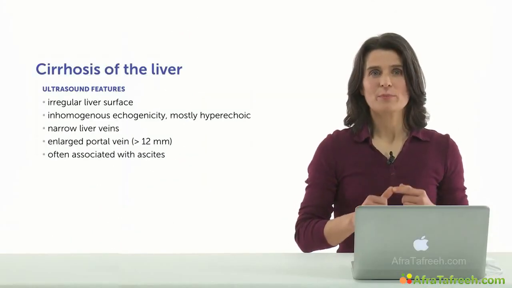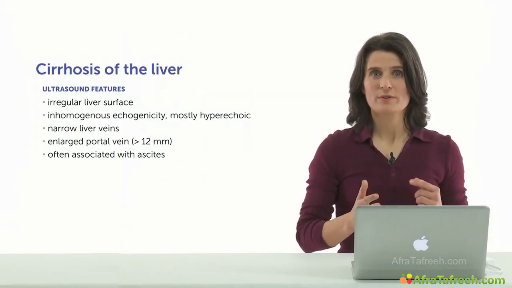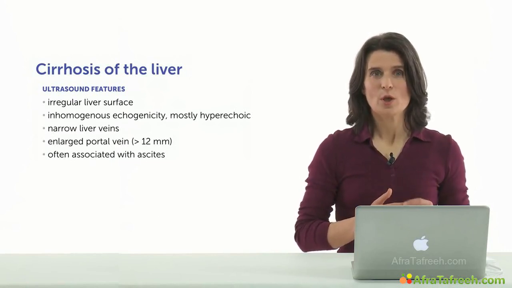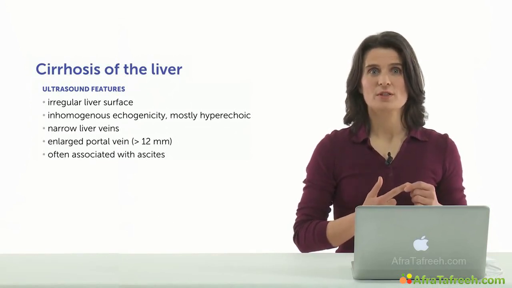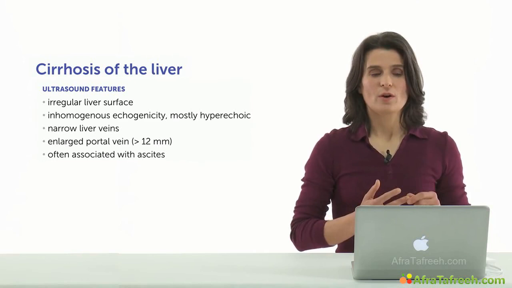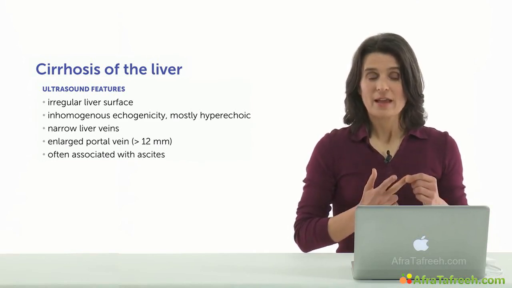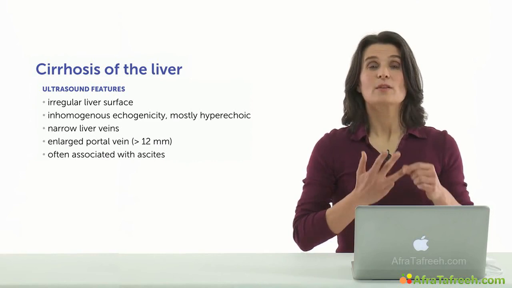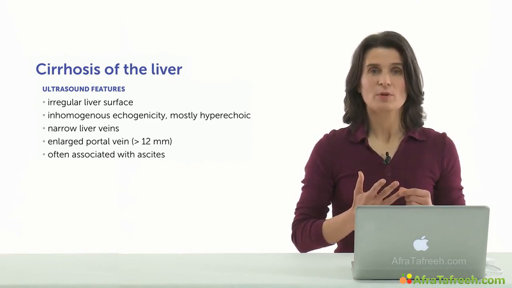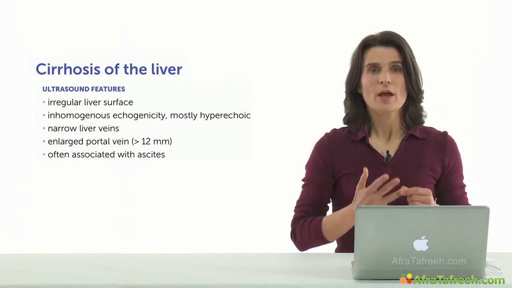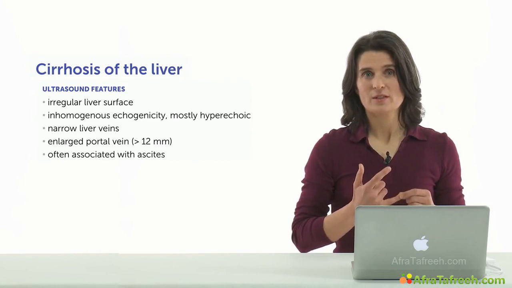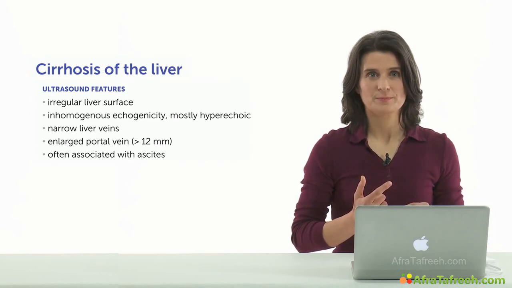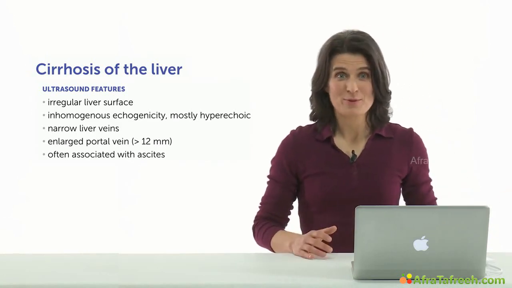We've seen the humpy, irregular liver surface in comparison to normal smooth capsula. We detected that liver parenchyma has an inhomogeneous echogenicity. We saw that liver veins can be narrowed and that the portal vein can be enlarged because of portal hypertension. And we also saw ascites, so we know that cirrhosis of the liver, especially in advanced cases, is associated with ascites.